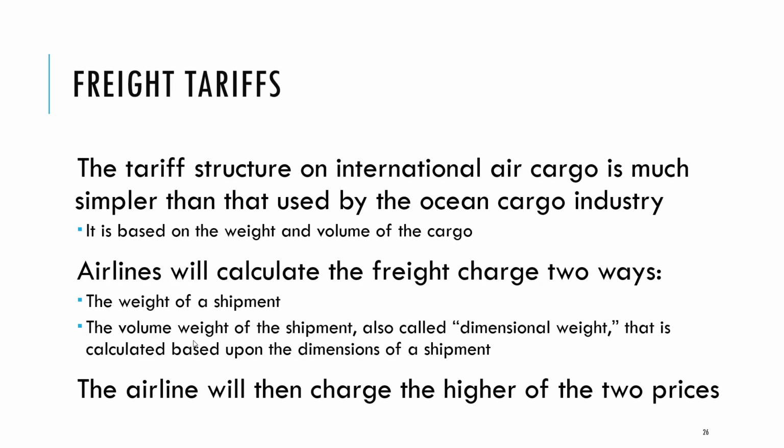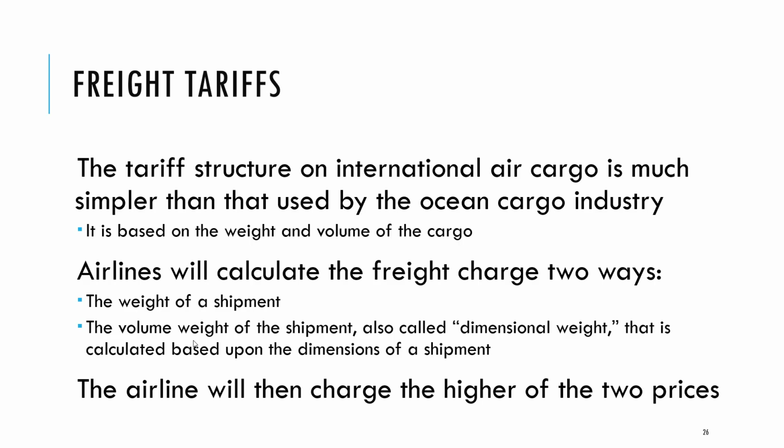Freight tariffs. The tariff structure on international air cargo is much simpler than that used by the ocean cargo industry. It's based on the weight and the volume of the cargo. In fact, what they do is they calculate the charge two different ways. They look at the raw weight of it and charge you based on that, right? Come up with a cost. Say it's $1 a pound, or whatever. But then there's also the volume of the shipment called the dim weight or dimensional weight. That's calculated on the dimensions of the shipment.